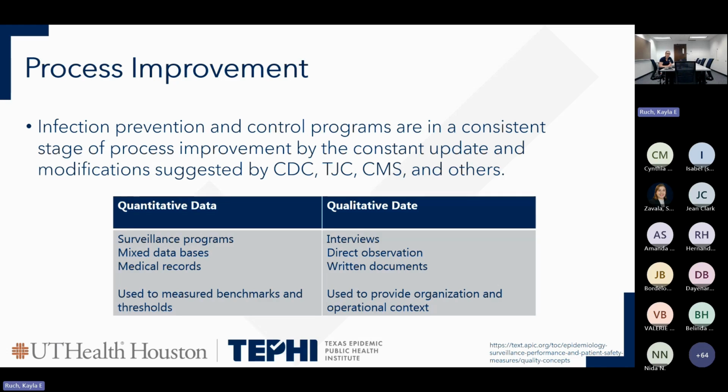We can also look at medical records to get certain information on our patients and demographics and certain risk factors that they may have. And our quantitative data is usually used to measure benchmarks and thresholds, kind of giving us a driver of, you want to be at 3%, we want to improve by 60%, 30%. It's kind of that overall hard number. Compared to our qualitative data, which can be very important as well.